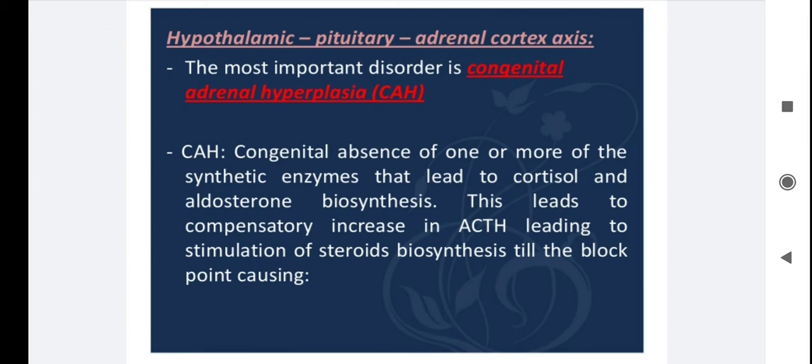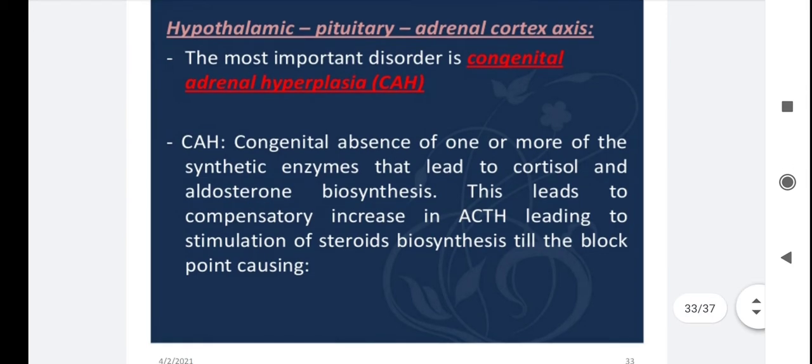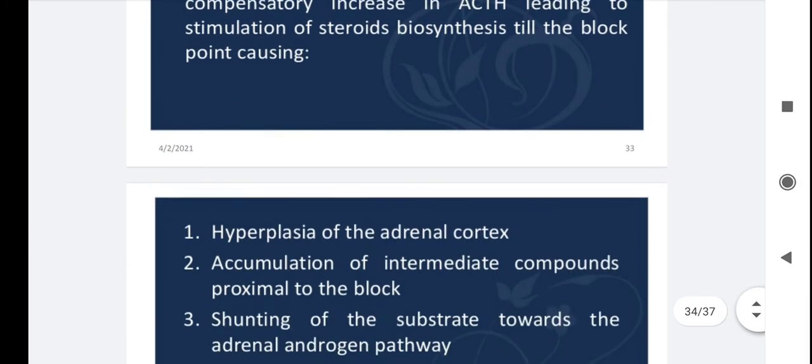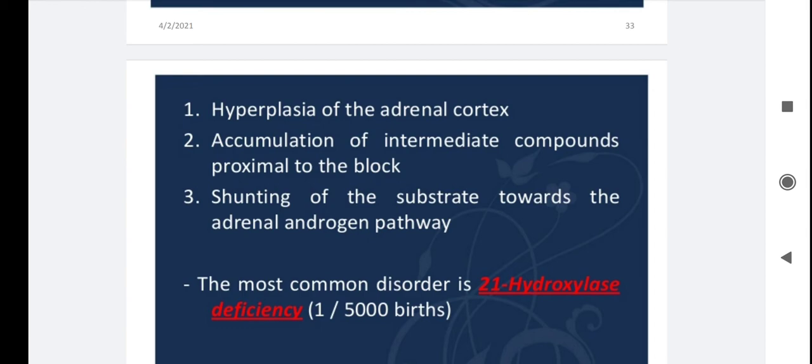Congenital absence of one or more synthetic enzymes that lead to cortisol and aldosterone biosynthesis. This leads to compensatory increase in ACTH, leading to stimulation of steroid biosynthesis till the block point, causing adrenal hyperplasia. Hyperplasia of the adrenal cortex, accumulation of intermediate compounds proximal to the block, shunting of the substrate towards the adrenal androgen pathway. The most common disorder is 21 hydroxylase deficiency.